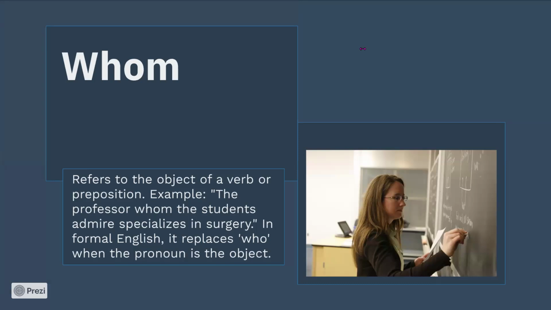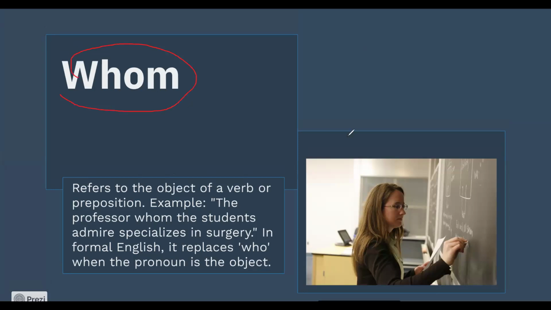Okay. Whom. It's a relative pronoun. It is used when the pronoun is the object in a sentence. So, the professor whom the students admire specializes in surgery. Okay. So, who and whom refer to a person or people.